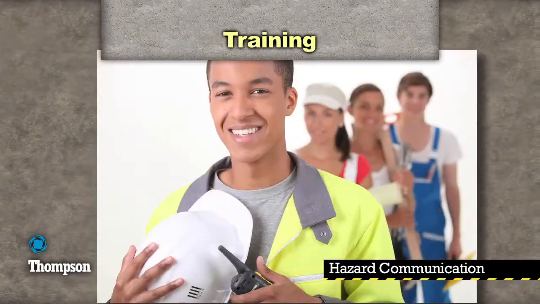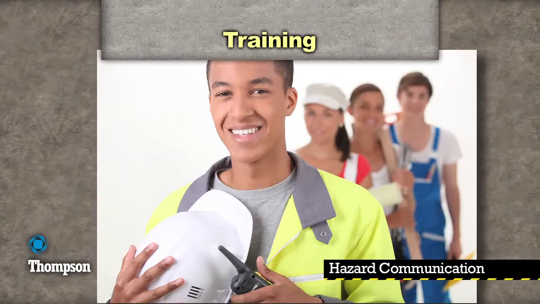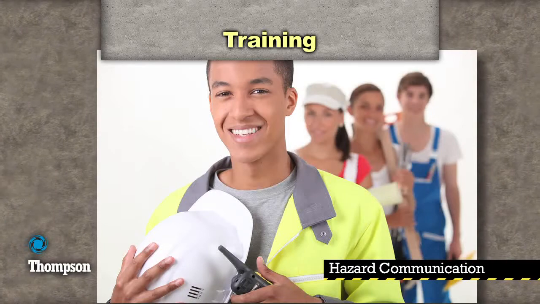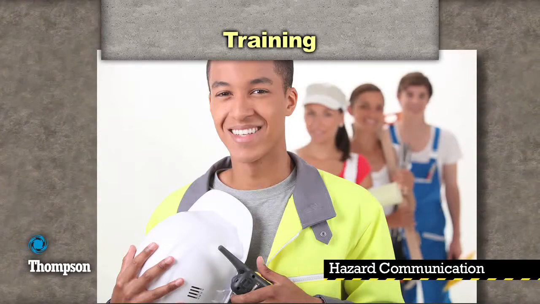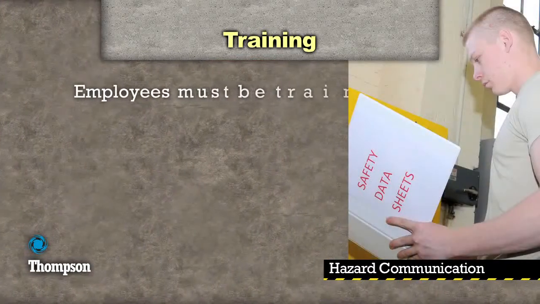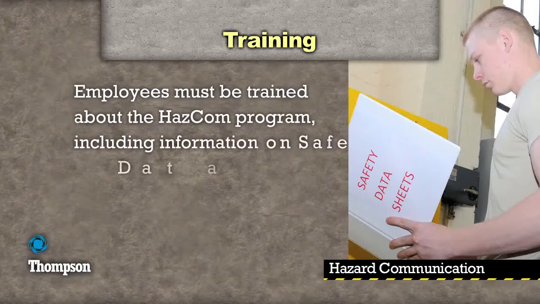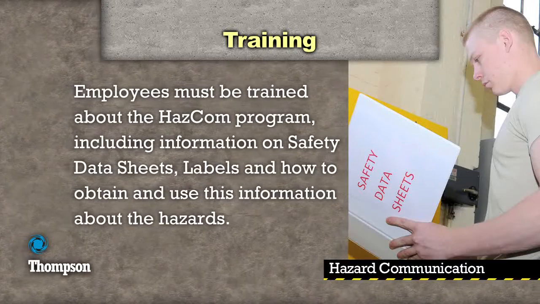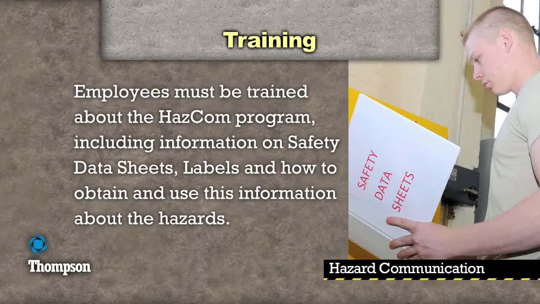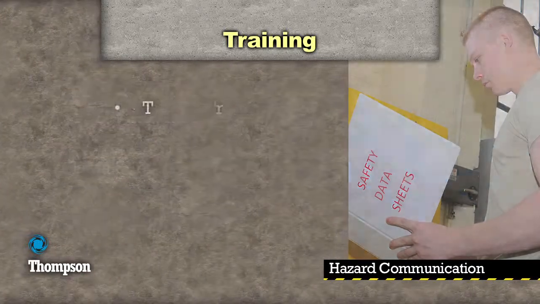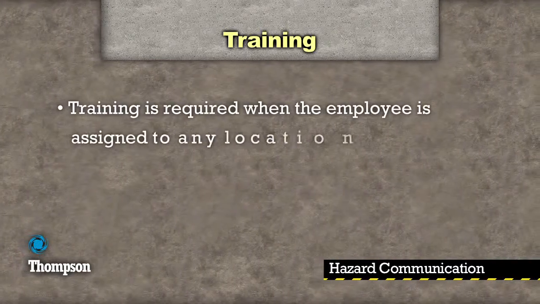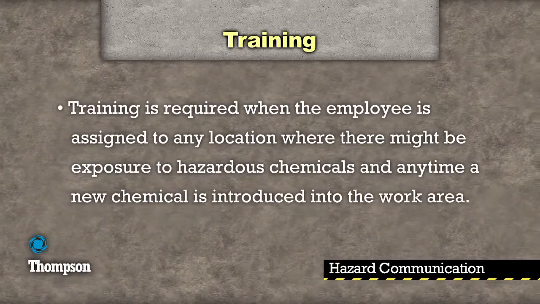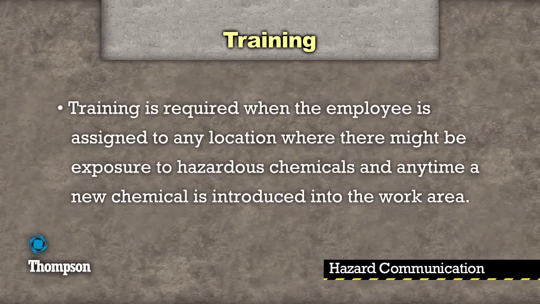Training is a key element of every company's HAZCOM program. It represents one of the most effective methods of teaching employees about the chemicals they are exposed to or may become exposed to on a job site. During training, employees should receive an explanation of the HAZCOM program, including information on safety data sheets, labels, and how to obtain and use this information about the hazards. Training is also required when the employee is assigned to any location where there might be exposure to hazardous chemicals and anytime a new chemical is introduced into the work area.